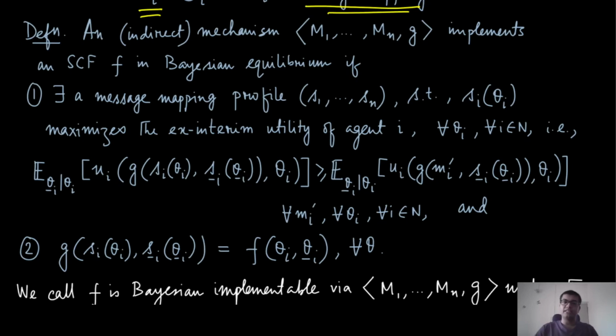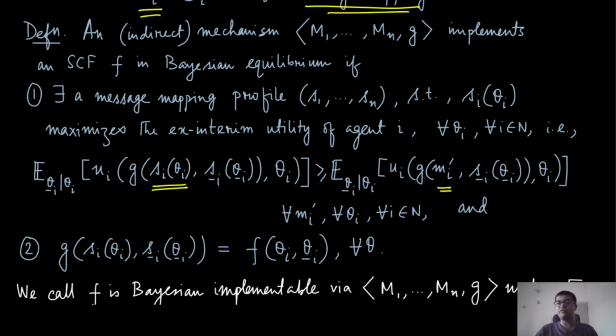Now we say that an indirect mechanism M_1 to M_n comma G implements the social choice function f in Bayesian equilibrium as before, if there exists a message mapping S_1 to S_n such that this S_i of theta_i, this particular action here, maximizes the ex interim utility of player i. So we know what an ex interim utility is. This is when player i observes his own type, and he takes the expected utility by taking expectation over all the theta_minus_i's, because given theta_i, he has some modified belief about these theta_minus_i's. And that is going to be larger than for any other m_i prime. So this S_i of theta_i is going to give him a larger expected utility than if he reports m_i prime.